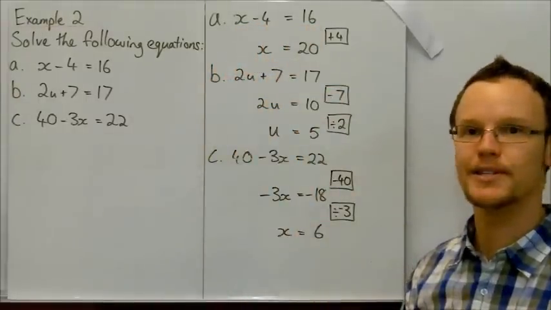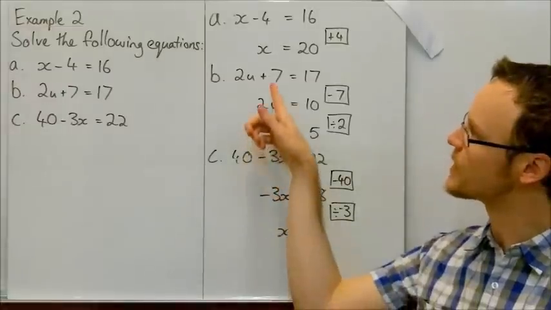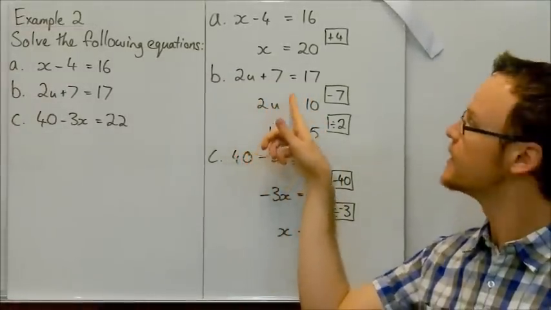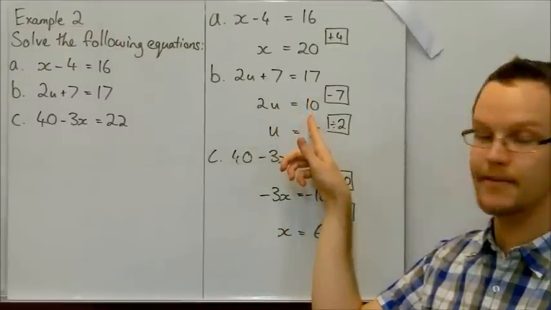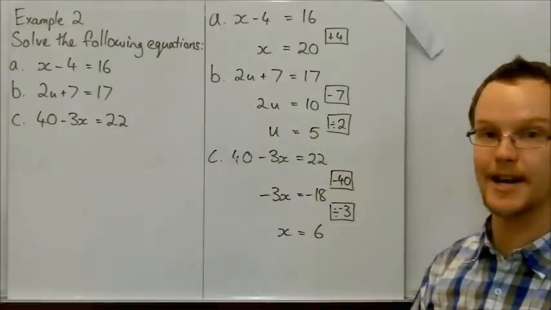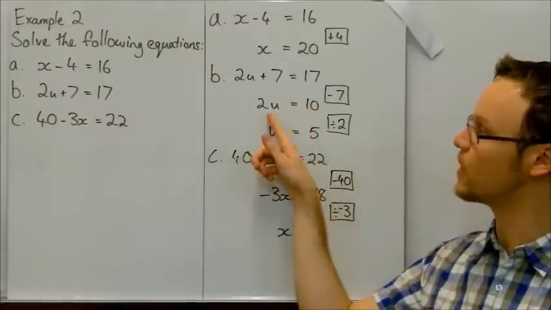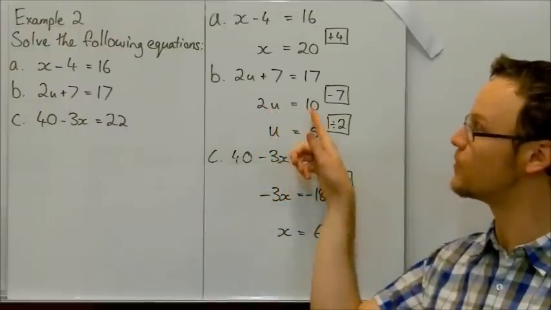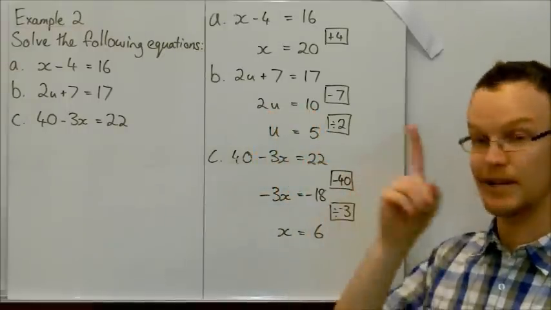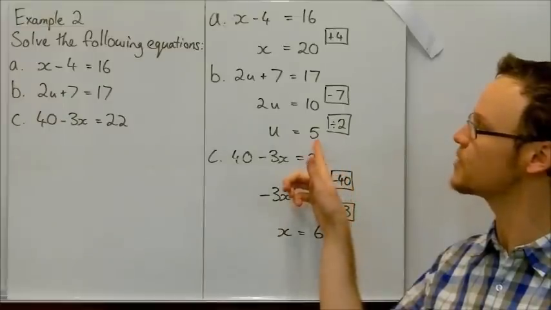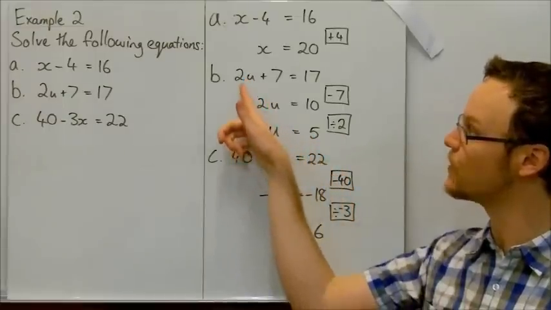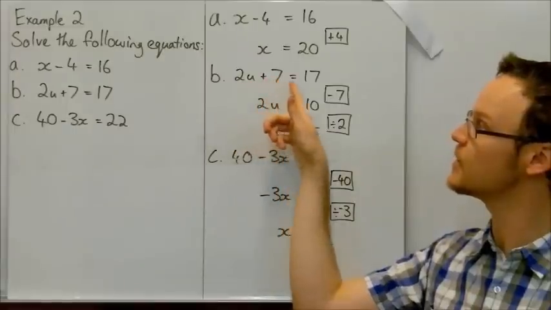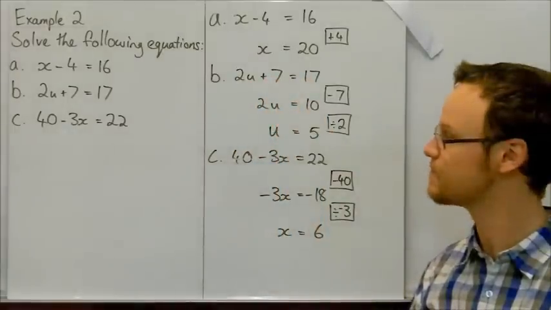B, 2u plus 7 equals 17. We can take 7 from both sides, and that will just leave our 2u. Taking 7 from 17 is 10, and we're left with 2u equals 10. We can then divide both sides by 2 to get just u, and we get u equals 5, because 10 divided by 2 is 5. We can double check it once again by placing u equals 5 back into the equation here. 2 times 5 is 10, 10 plus 7 is 17, that's correct.